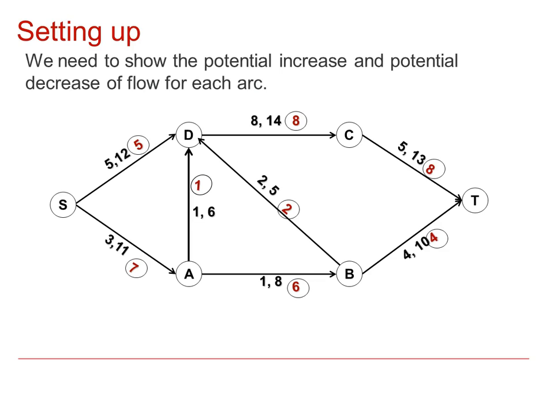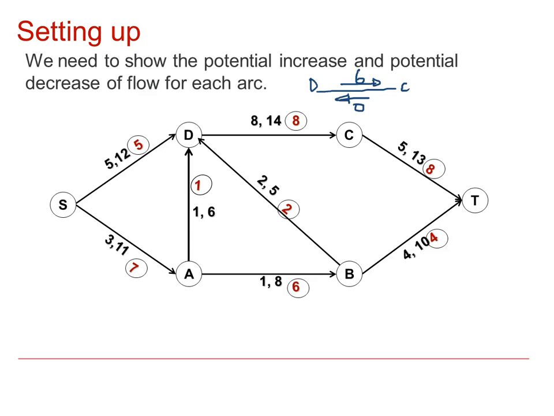To do this, we need to set up the diagram as before by looking at the potential changes that can take place on each of the arcs. So for example, if you consider arc DC, we can see at the moment there is a flow of 8, and that's its minimum, so we can't actually reduce that one by anything, so that would be 0 from D to C, going backwards, but we could increase it by 6.